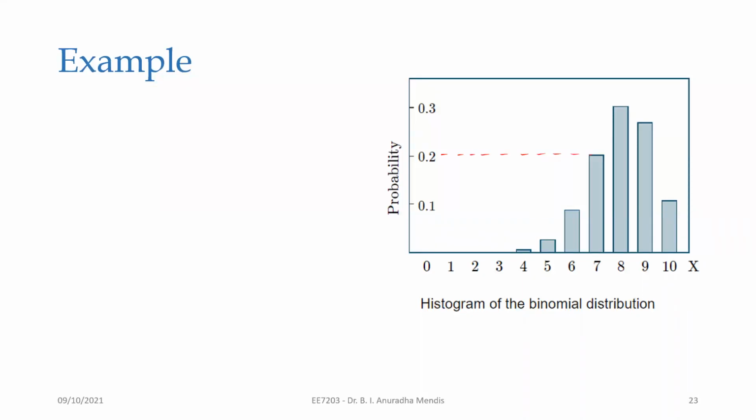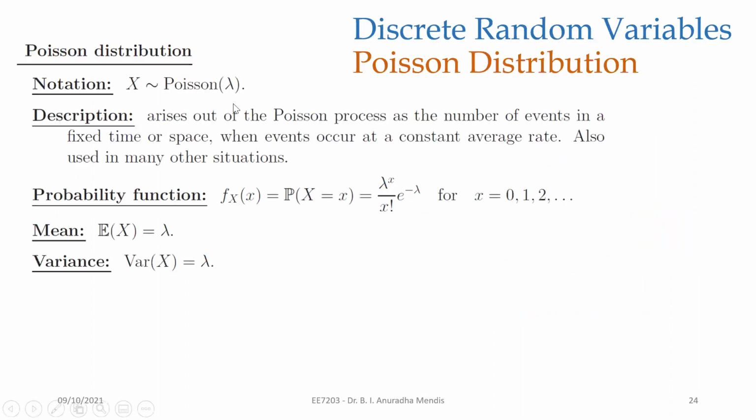Okay, shall I move now? You understood the question? Okay, now we will move to our last discrete random variable, Poisson distribution.